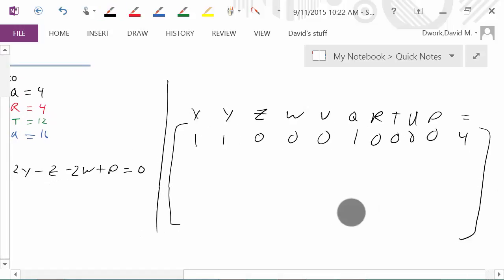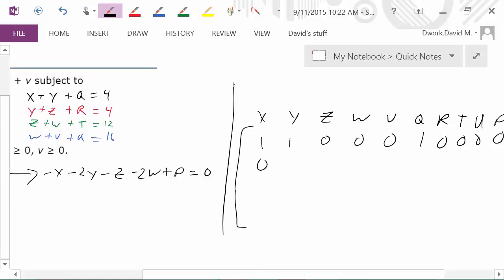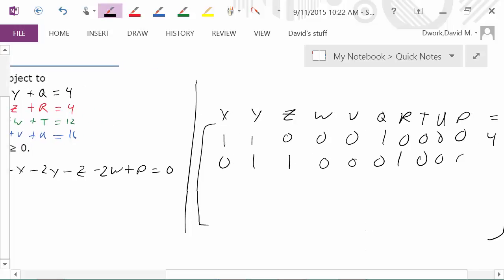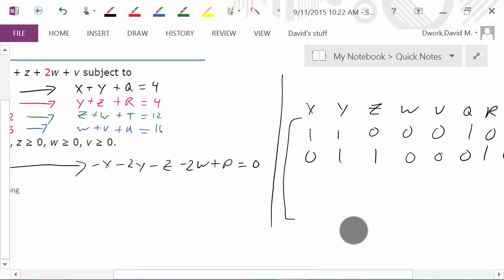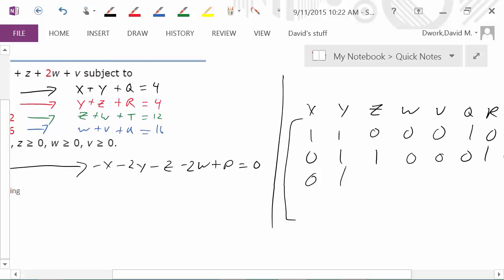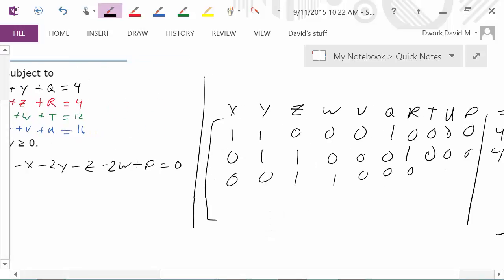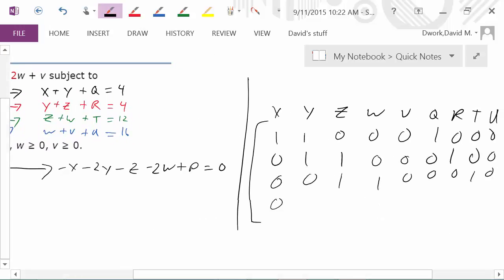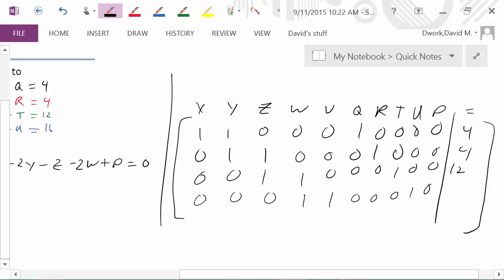4. The next equation would be 0, 1, 1, 0, 0, 0, 1, 0, 0, 0, 4. And our next equation would be 0, 0, 1, 1, 0, 0, 0, 1, 0, 0, 12. Next equation, 0, 0, 0, 1, 1, 0, 0, 0, 1, 0, 16.